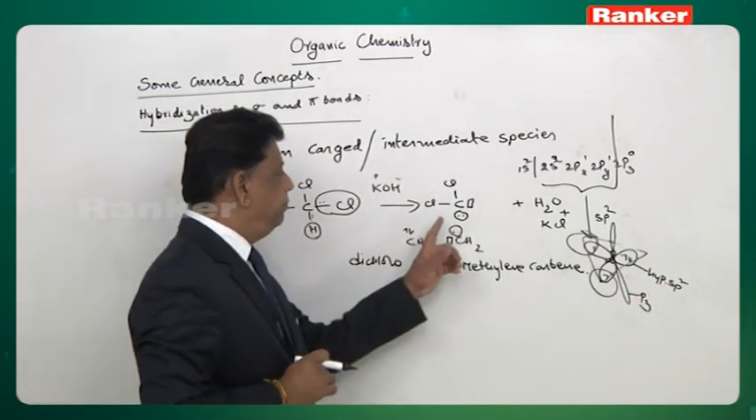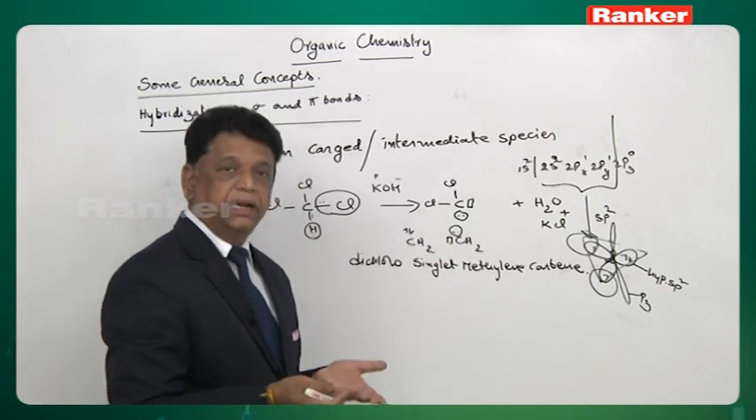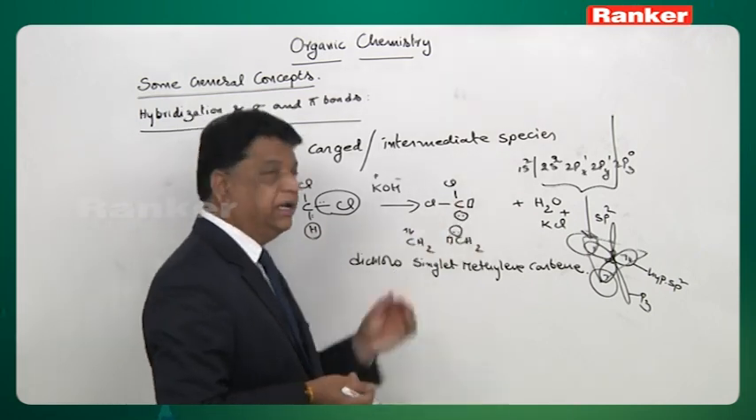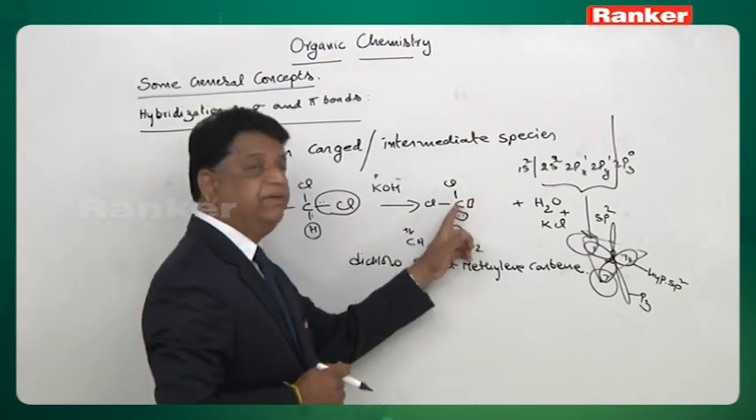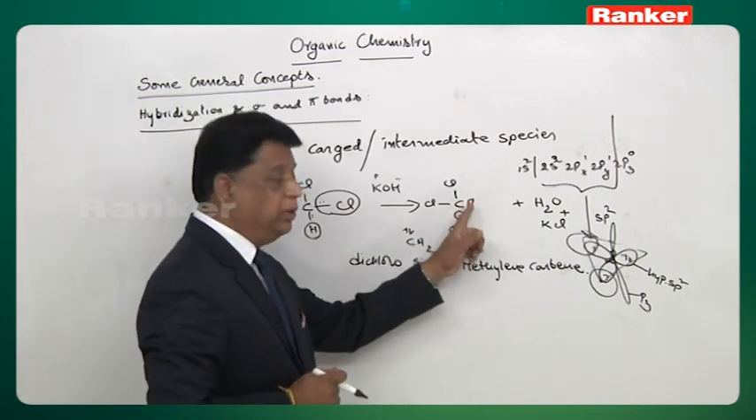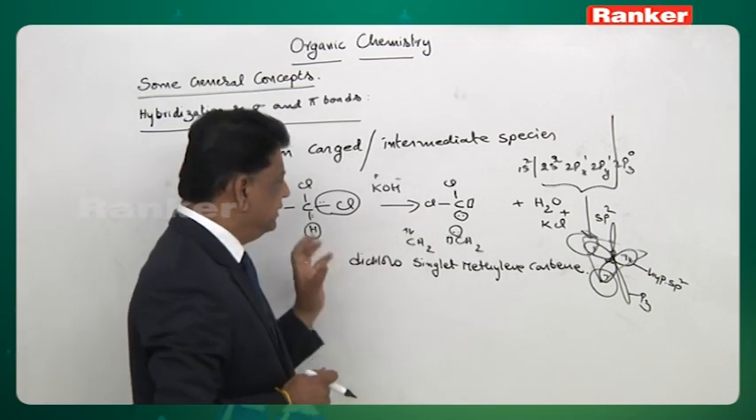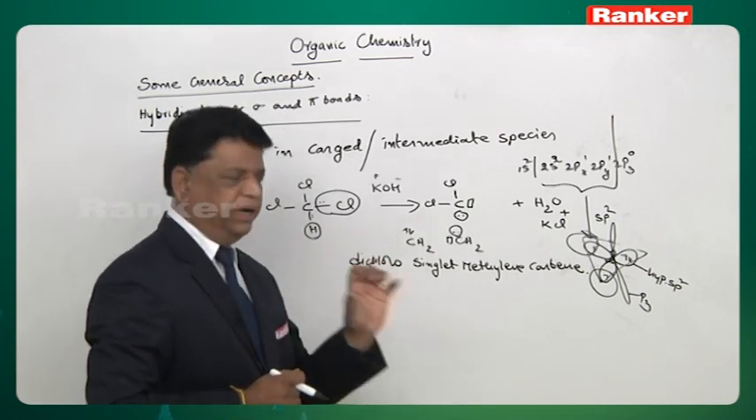So it has a pair to donate, so it can act as a nucleophile. It has a vacant orbital to accept, so it can act as an electrophile. It is amphiphilic, in fact, both electrophilic and nucleophilic nature will be there. It's a very transient intermediate state.